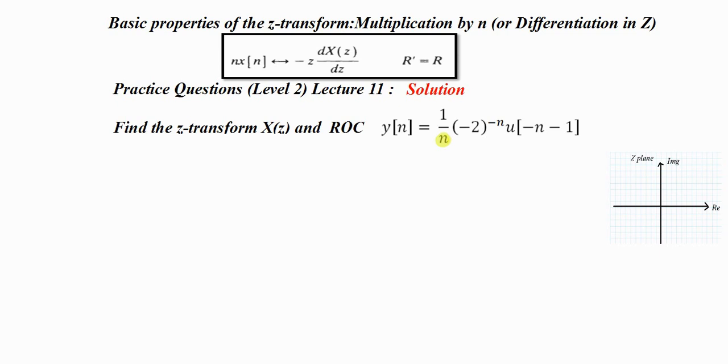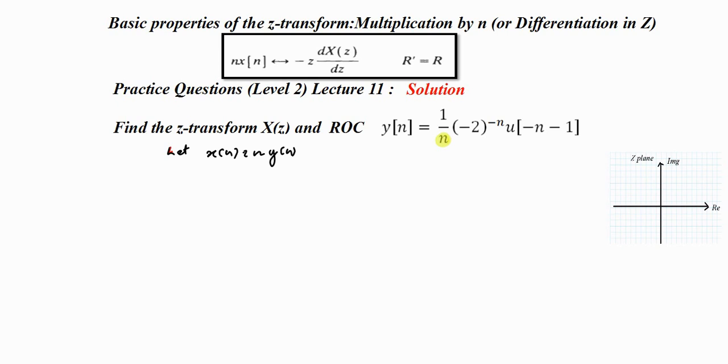So let us assume that we are defining a new signal, y of n. Y of n is already given, so now we need to define x of n. So x of n is equal to n into y of n.